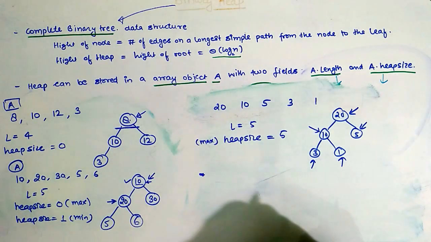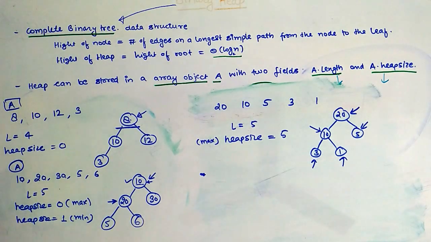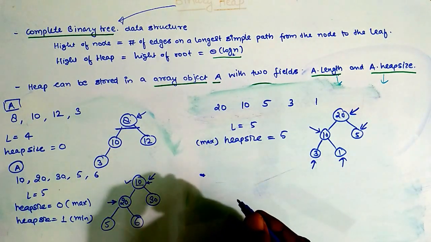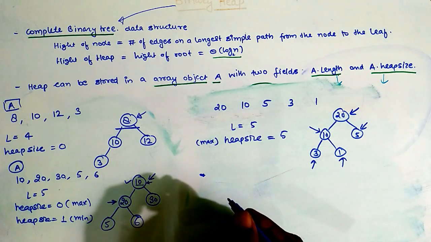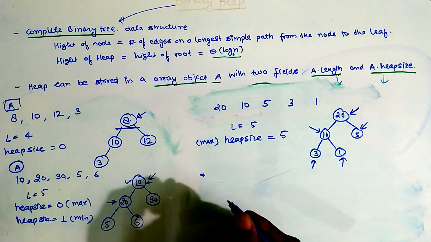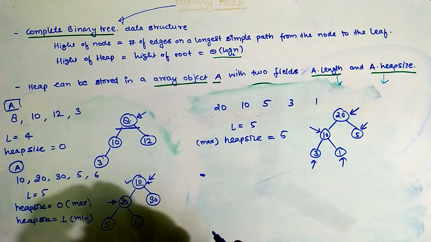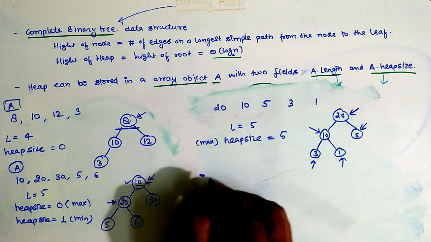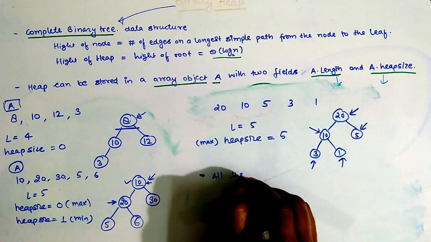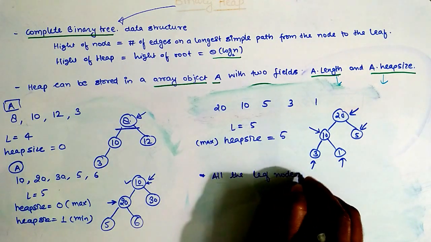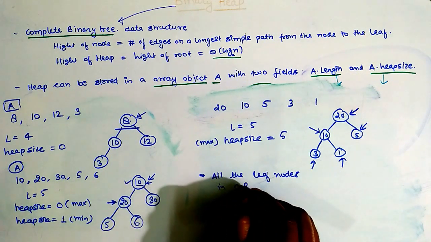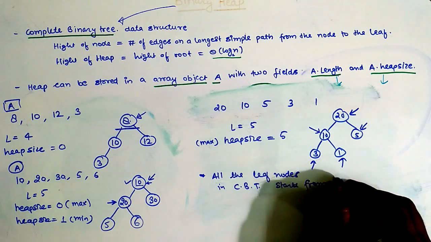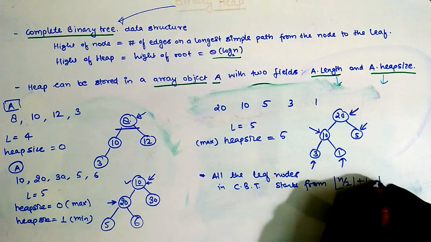Also, one more point. Because the leaf nodes follow the heap property, all the leaf nodes in any complete binary tree start from floor(n/2) plus 1 to n.